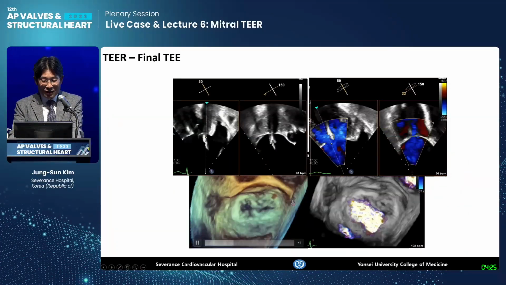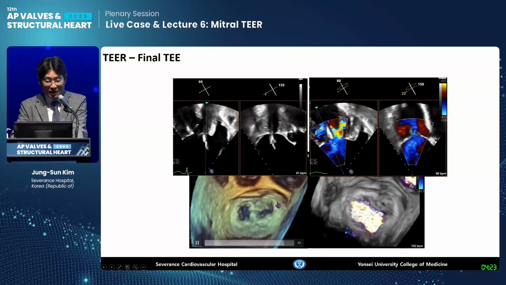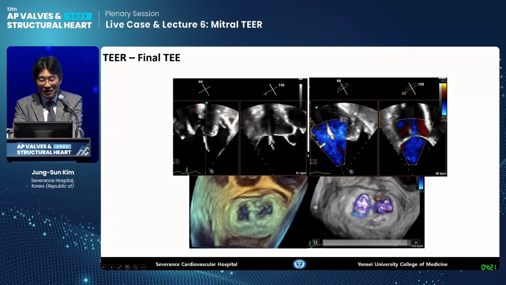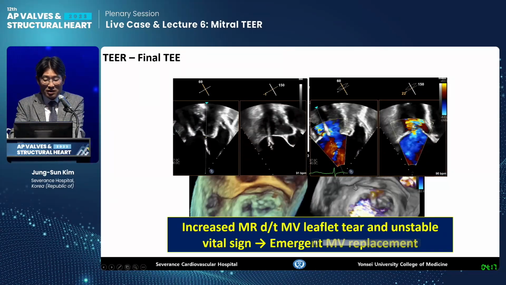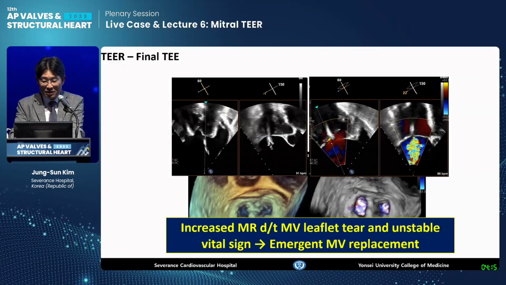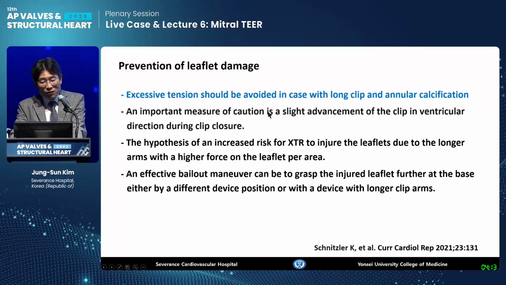Finally, we found some leaflet injury, tearing, and increased MR. Finally, he went to emergent mitral replacement. So what is the issue? Excessive tension should be avoided in cases with a long clip and annular calcification, because this case has very severe annular calcification in the posterior leaflet area.